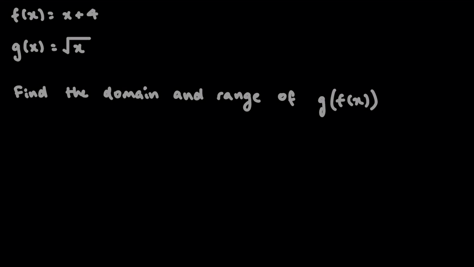In this video, we're going to be looking at how to find the domain and range of composite functions. A composite function is something like this, g of f of x. So we have two separately defined functions, f of x and g of x. f of x in this case is a linear function, whereas g of x is a square root function. And so they look like very different graphs.